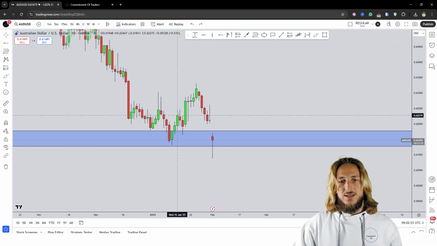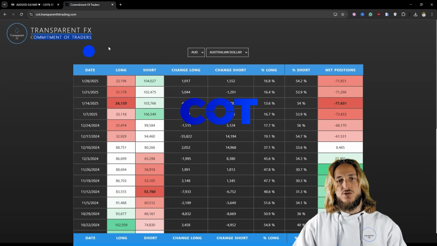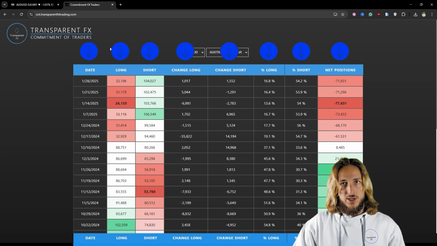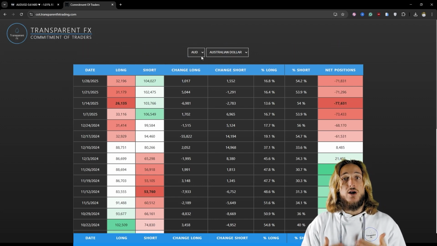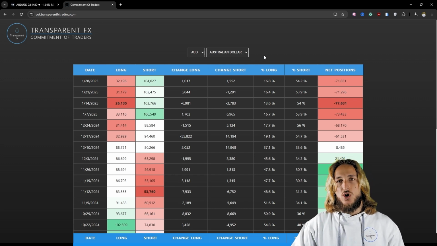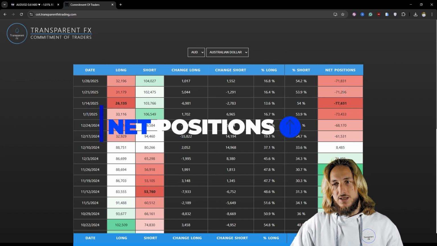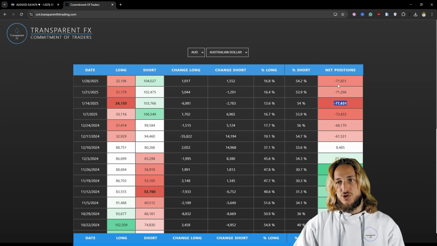Now, before we dig deeper into what we have here from a technical perspective, first, let's go and see what we have when it comes to the commitment of traders, so what the big players in the market are doing. Now, if we're looking at the data for the AUD, it's important to keep in mind that we are already looking at AUDUSD because all currencies on the spot are traded against the USD. And we can notice how with the last reports, net positions have massively increased. We went from minus 77.6k net positions up to minus 71.8k.